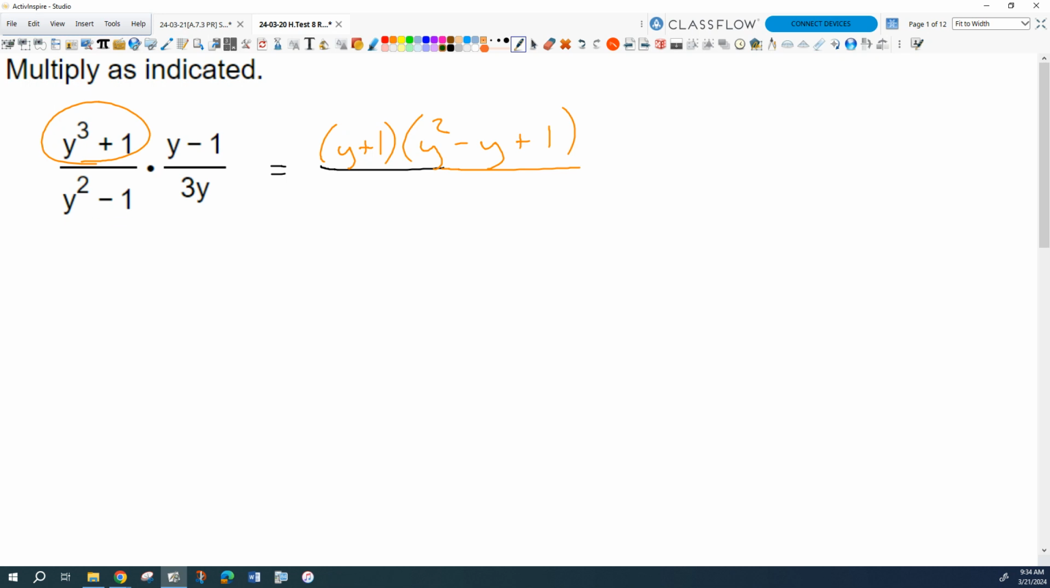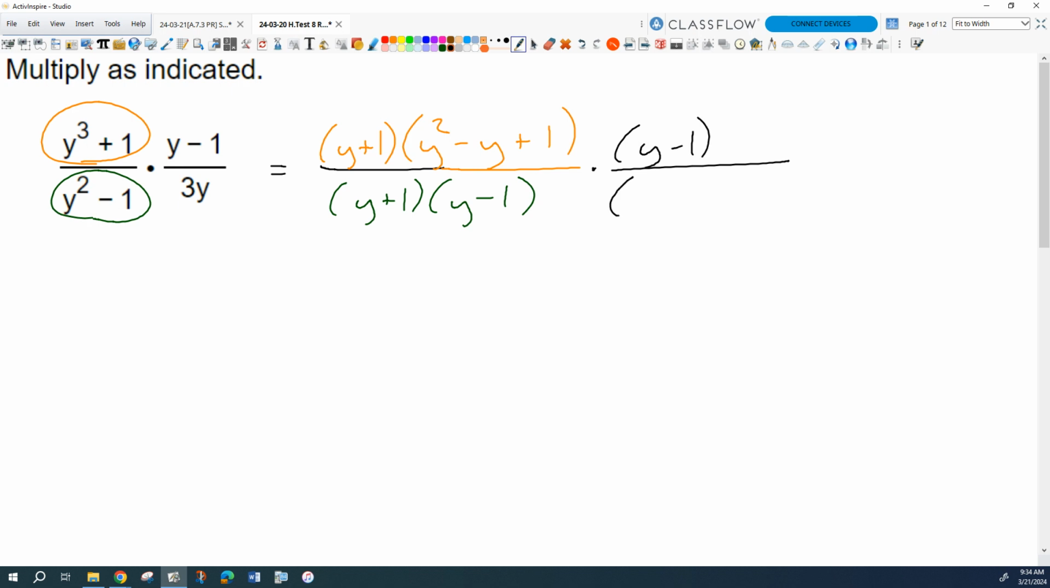How about this one? What's that factor into? y plus 1 times y minus 1. Good. Difference of squares pattern. And we'll multiply by this one, which is already factored, isn't it? So we've already got y minus 1 times 3y. And when we multiply fractions, we just extend the division bar and multiply straight across.